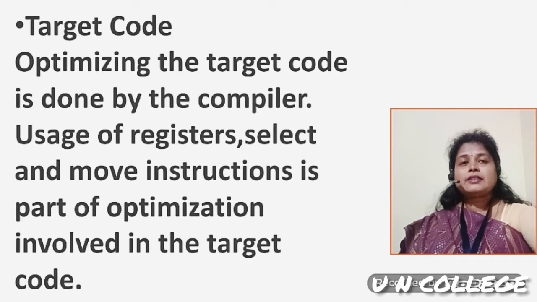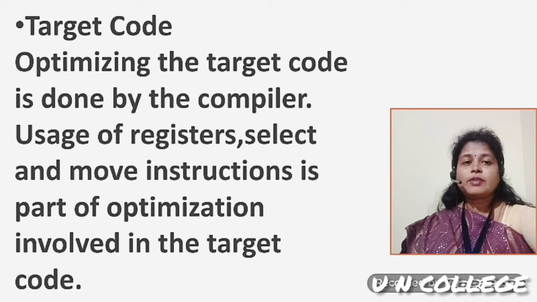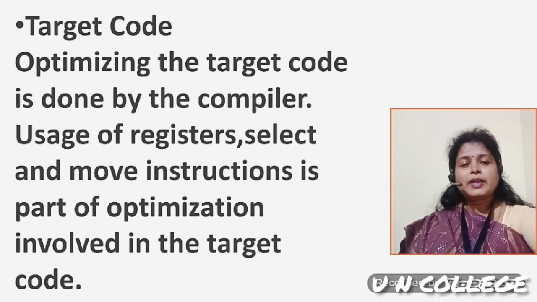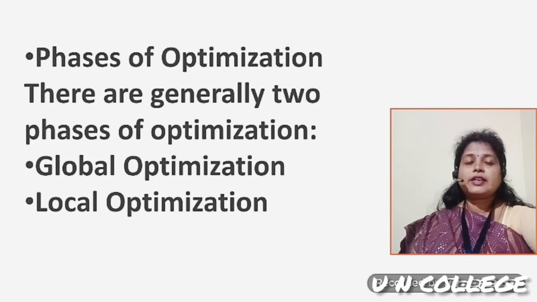Now we will discuss the last one, which is the target code. Optimizing the target code is done by the compiler. Use of registers, select and move instructions is part of the optimization involved in the target code, which is basically machine dependent code optimization. The previous one, intermediate code, is used in the case of machine independent code optimization, which we have already discussed.